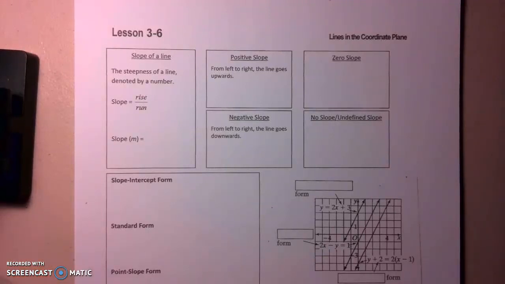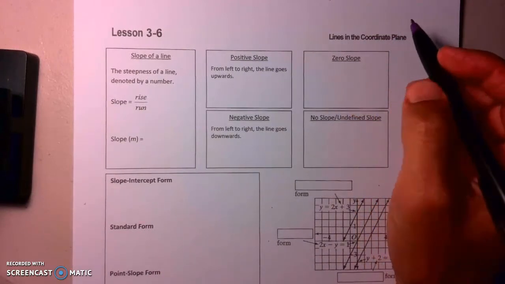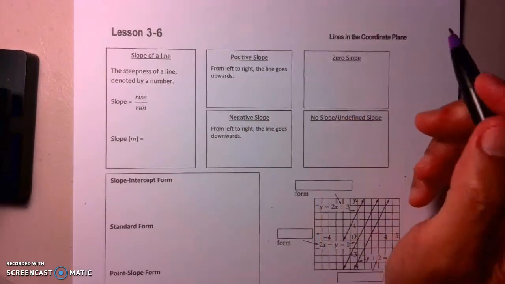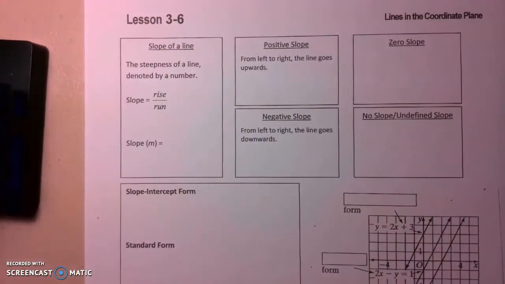All right, we are going to go over some notes here on lessons 3-6, lines and coordinate planes. So basically equations of lines. This should all be review, although there's a lot of information here. This is all algebra review.